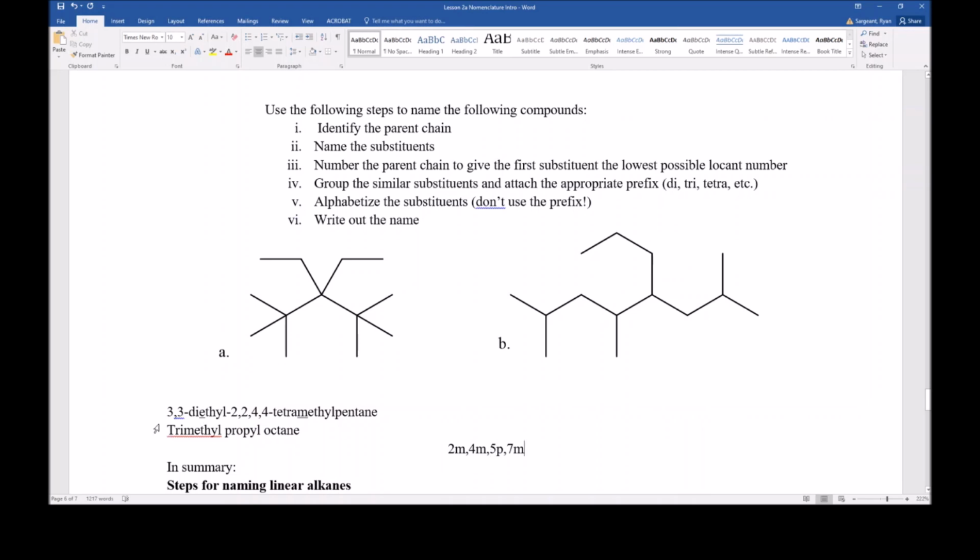Okay, so the methyl groups right here are coming off of the 2 and the 4 and the 7 position. Oh, whoops. And the propyl group is coming off of the 5 position. So I've got all the pieces now. I'm ready to alphabetize the substituents without using the prefix. So I am comparing an M with a P. And this is a case where if you forgot to ignore the prefix and you used it, you would be comparing a P with a T and would get the wrong answer. So M comes before P, so coincidentally these happen to already be in the right order. So there's my name, and I'm done.